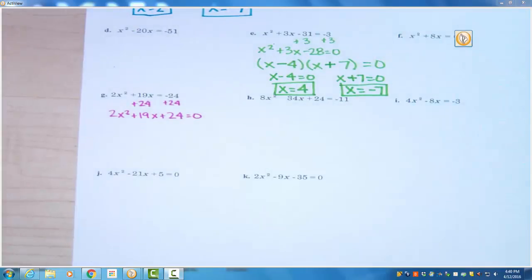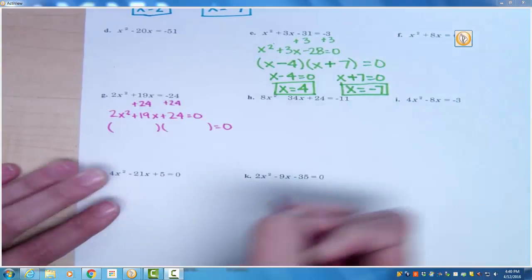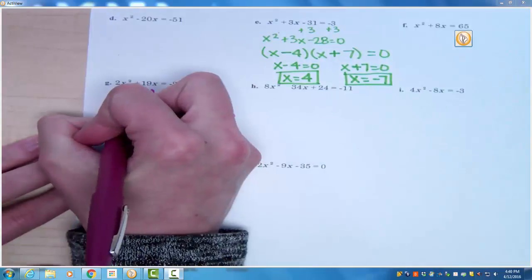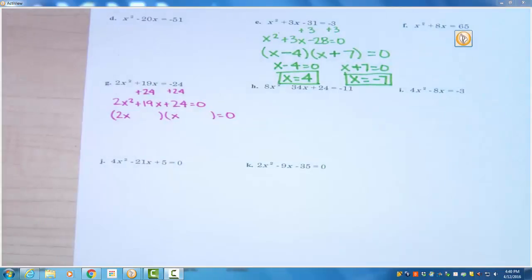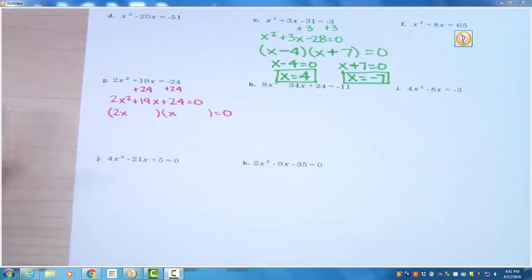Well, since I have 2x squared at the beginning, and not just x squared, I need to set up my parentheses. And I can't have x and x as the first term in each one. I have to have 2x in one of them and x in the other. Now I need to look at what multiplies to give me 24. I could use 1 and 24, 2 and 12, 3 and 8, 4 and 6. So you just have to play around with your numbers and figure out which one of those multiplies to give you 24, but also when you plug it back in and distribute and FOIL, you get that adds to 19.